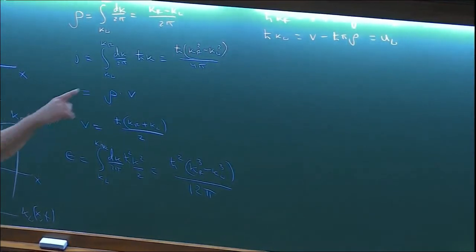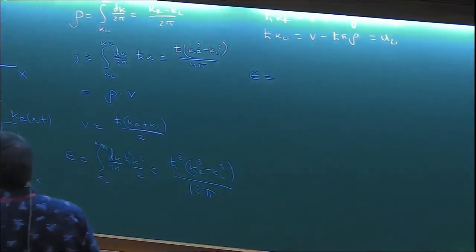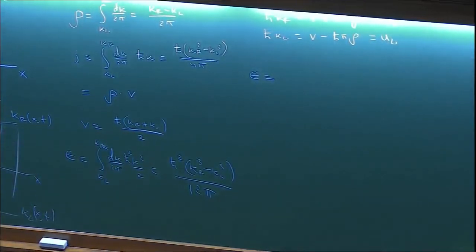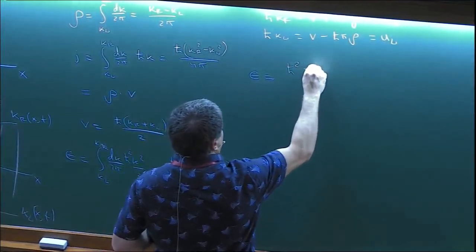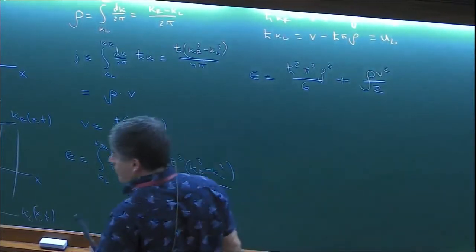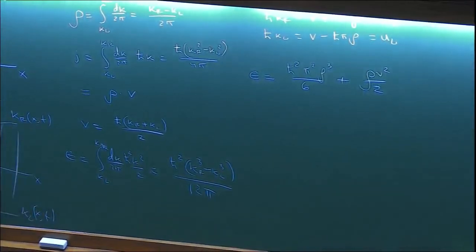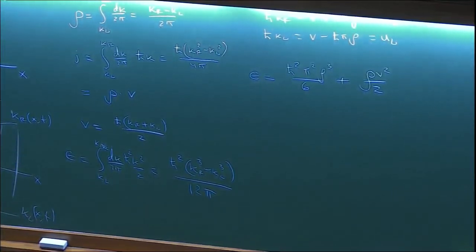So having now those formulas, I can substitute them here and express epsilon in terms of rho and v. And of course, I obtain the same formula as before, h bar squared pi squared over 6 rho cubed plus rho v squared over 2. And this gives me the energy density per unit volume. Okay? And of course, working this out in terms of hydrodynamics, I obtained back this system of equations.